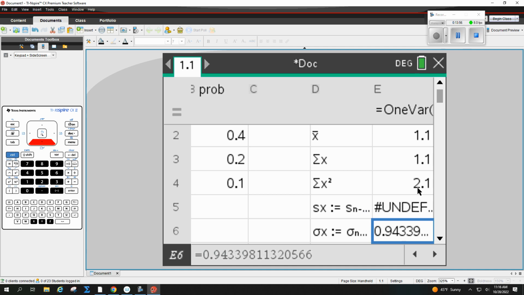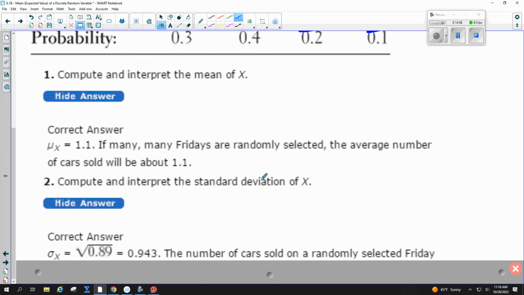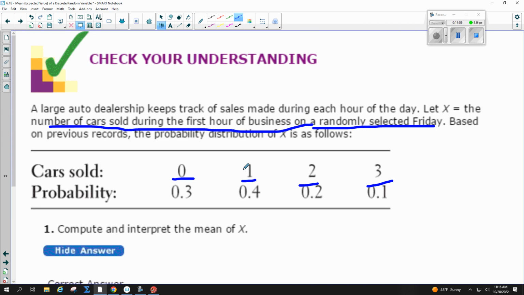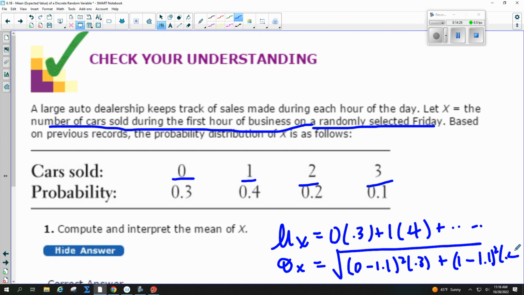Again, make sure you don't round those too far. I mean, round them to a certain decimal place. Okay, so compute and interpret, that's all you're doing. I would like to see the formula. Make sure you at least start the formula mu of x equals 0 times 0.3 plus 1 times 0.4 plus... And sigma of x, be sure you do your big square root and do 0 minus the mean squared times its probability plus at least 2 of them, minus the mean squared times its probability... So at least show me the start of those formulas.